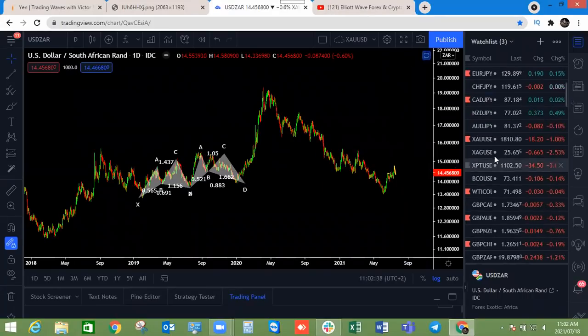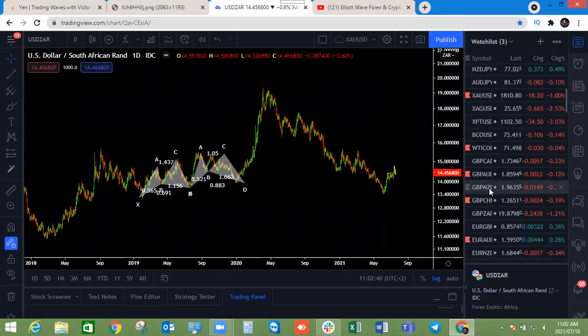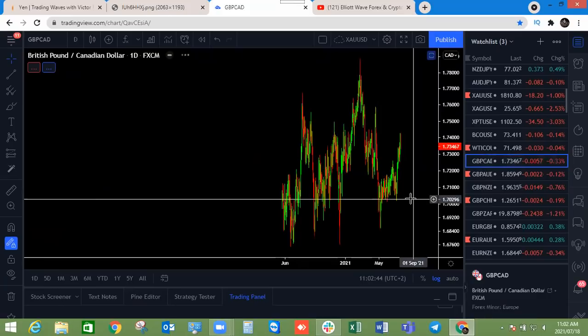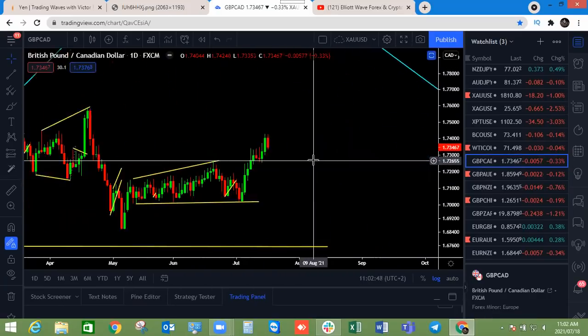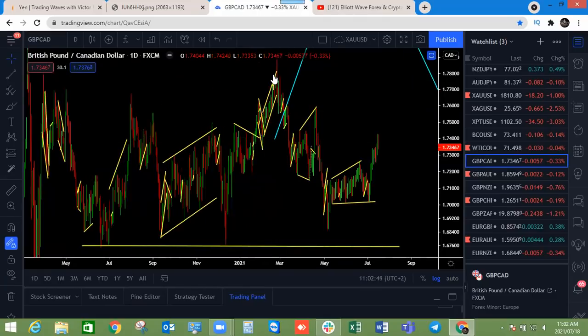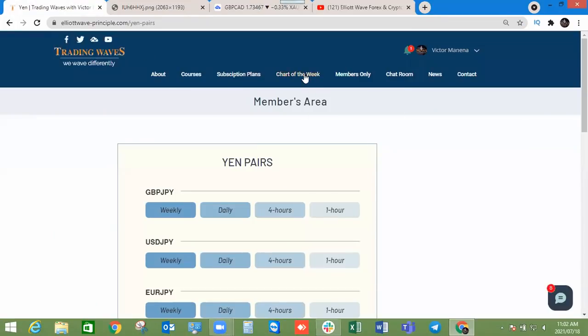We've already gone through the yen pairs, we've gone through the commodities. Now let's jump straight to the pound pairs. Now looking at the pound pairs, let me look at the structure here. So this is still looking like a continuation to the upside. Let's look at the pound pairs here.